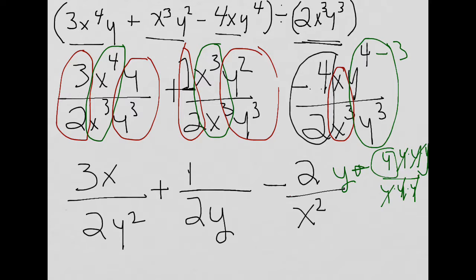So your final answer will be 3x over 2y squared plus 1 over 2y minus 2y over x squared. The end. Hope that helps.